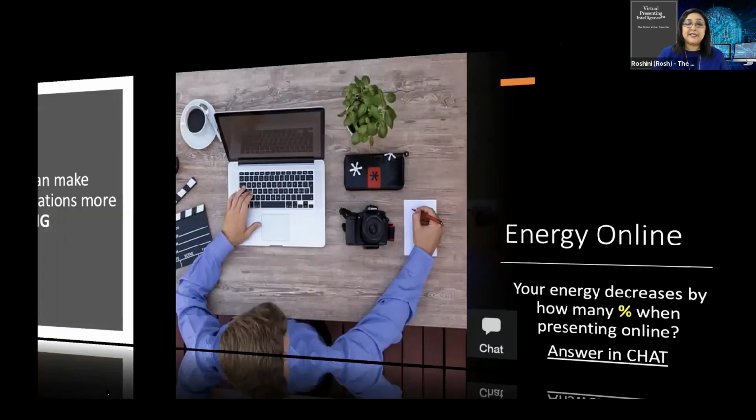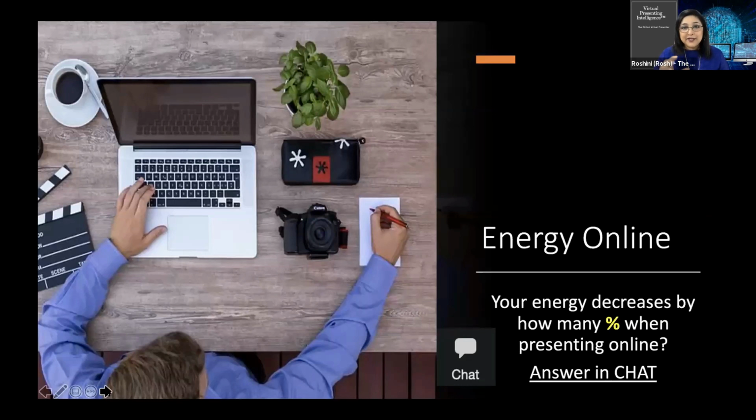So here is a question I want to ask you. Because when we are online, we are actually looking at a camera, right? We are actually using a camera to connect with the audience. So I don't know whether you know this, but the camera actually reduces our energy. So when we are in front of our camera, here I might think I'm full of energy, but on the other side of the camera, for you, the energy decreases.